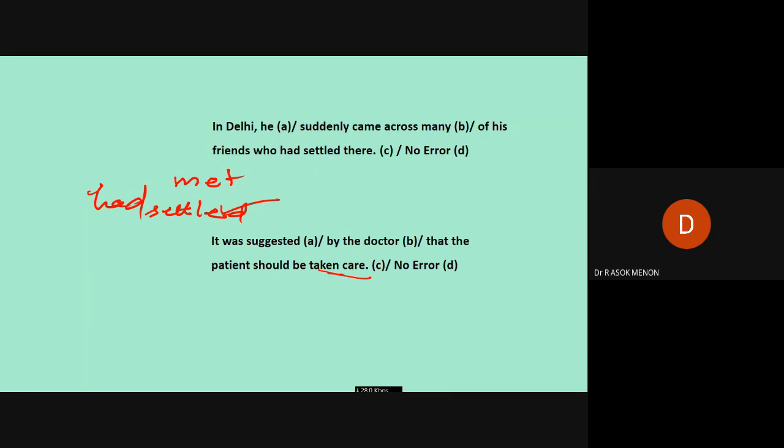The erroneous part, the wrong part, is "should be taken care of." A preposition is needed there, the preposition "of." Taken care of, to take care of. The patient should be taken care of.